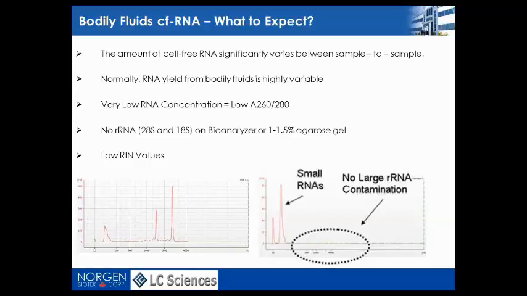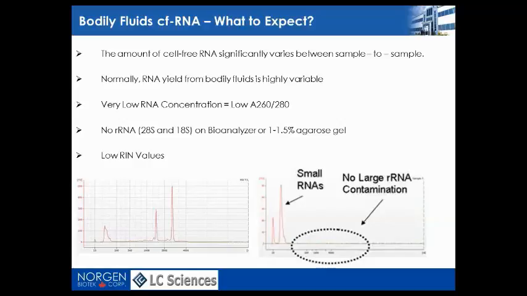Since these bodily fluids are cell-free, do not expect to see any ribosomal RNA like the 28S or 18S on either a bioanalyzer or agarose gel. If it happened and you observed these 28S and 18S on a bioanalyzer trace or on an agarose gel, this indicates that your bodily fluid during the preparation was contaminated with cellular RNA. This will bias your cell-free microRNA expression analysis. Since the ribosomal RNA will not be showing, and since the majority of the RNA in such bodily fluids are short RNA fragments, then expect also to see a low RIN value.